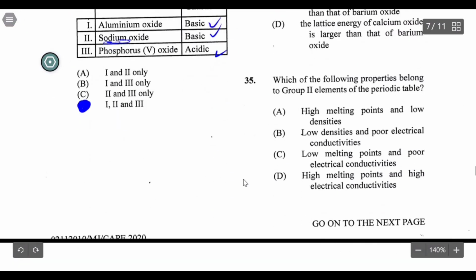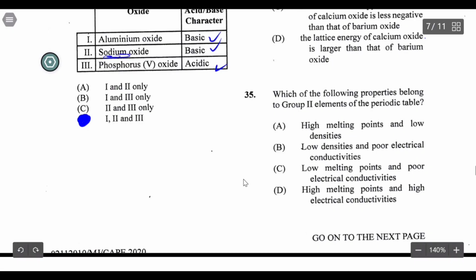And 35, which of the following properties belong to group 2 elements on the periodic table? High melting point, low density doesn't seem right to me. Low densities, nope. Poor electrical conductivities, no. They are actually good conductors because they're metals. So low melting points, no, they have high melting points. And poor electrical conductivities, no, as I said, they're good conductors. So high melting points and high electrical conductivity seems like the answer to me.